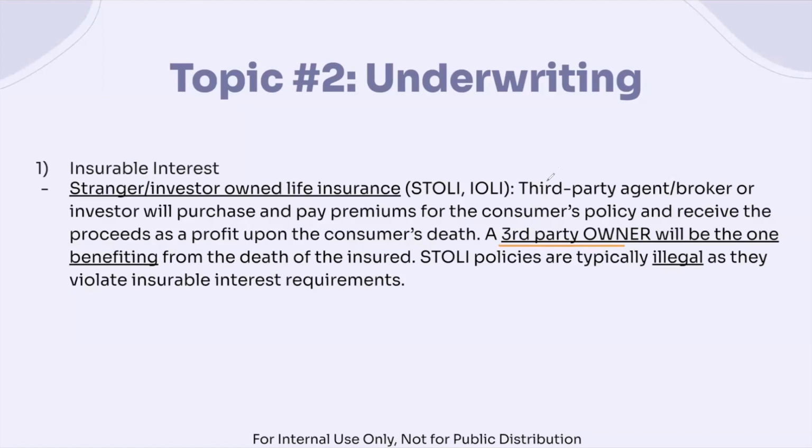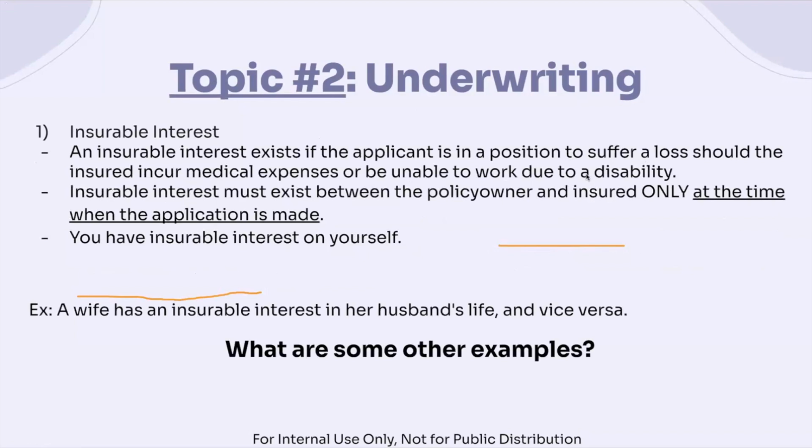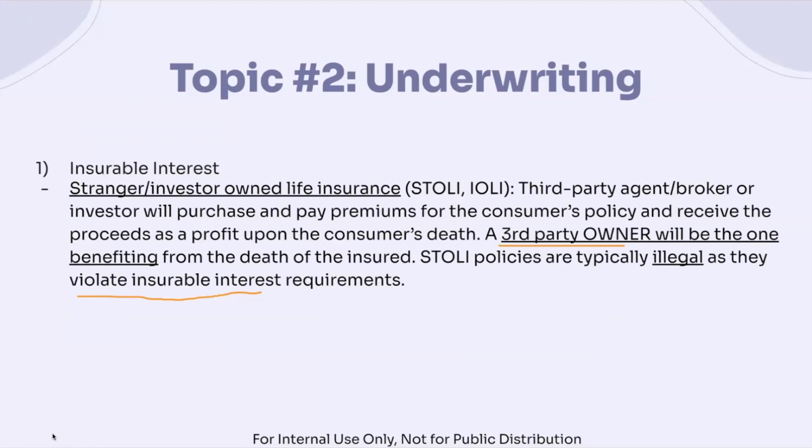So in this case, it would violate insurable interest requirements, right? Because this third party owner is paying for the premiums of a consumer and receiving proceeds upon the death of that consumer. But remember, there's no relationship, right? There's no loss that would be suffered by the third party agent. So in that case, these types of insurance are typically illegal because they violate this requirement.